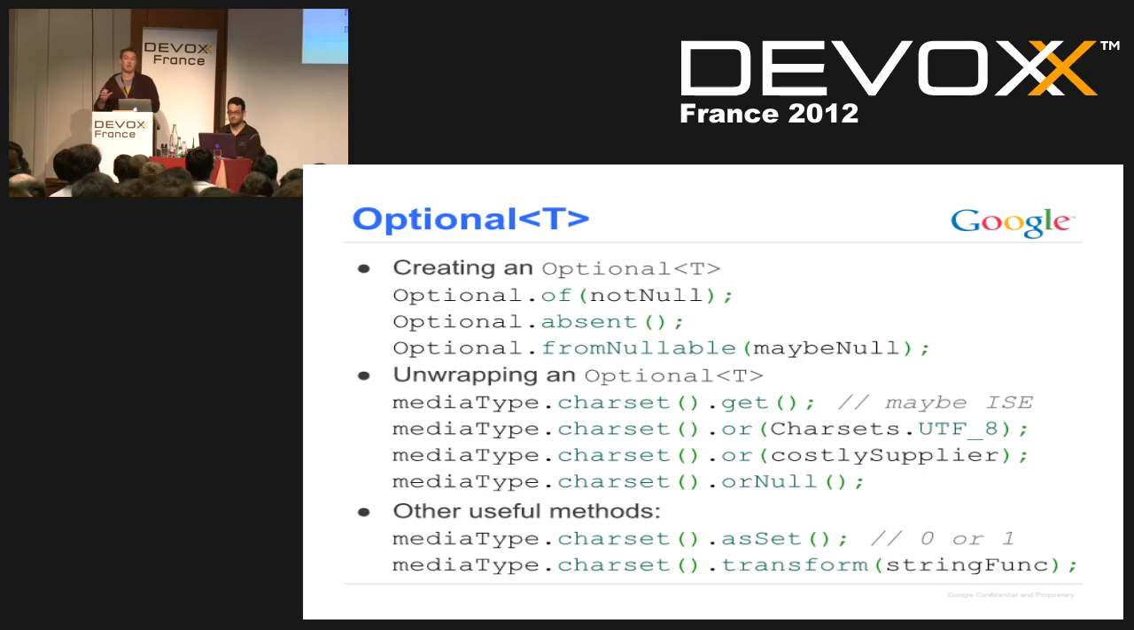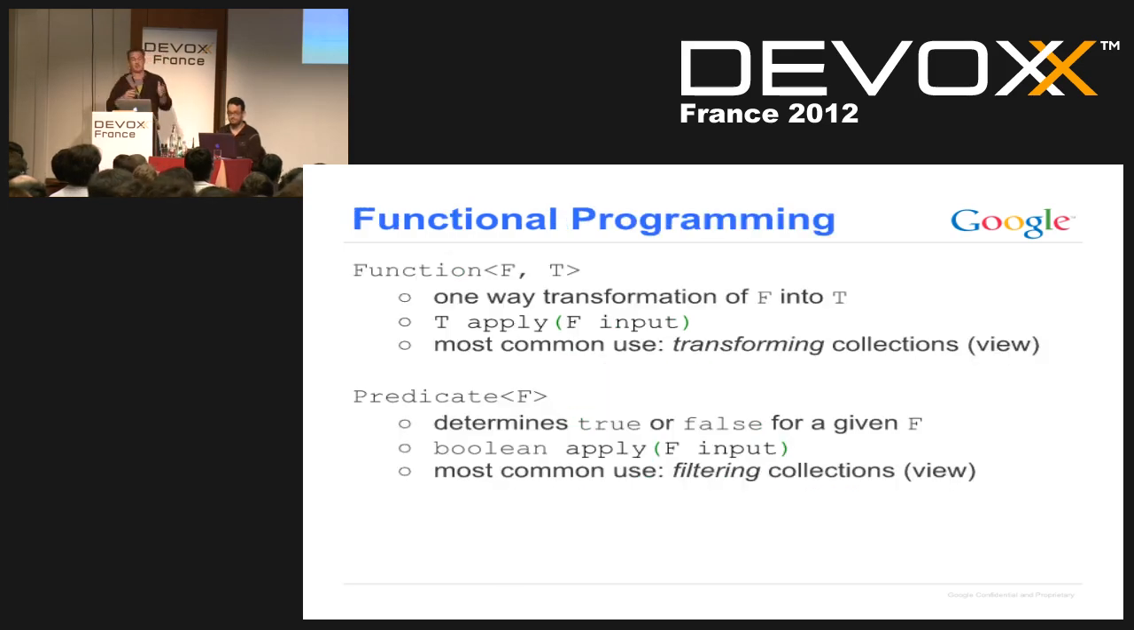And finally, Optional.transform. Transform takes a function, which we'll get into right after this, and basically a function just transforms one type into another. So a function is from F to T. This is a one-way transformation. It takes type F and transforms it into type T. And all you do is override one method, this apply method. The most common use for this is transforming collections into a view of that other collection. This goes into a little bit of functional programming with Java, which is currently kind of messy, but when used rightly, it can make your code cleaner.